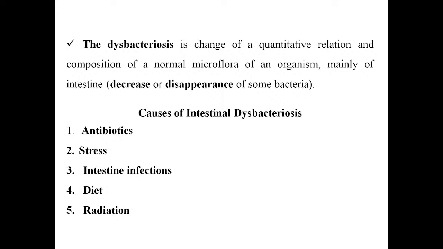Why does dysbacteriosis occur in human? The first main factor that causes dysbacteriosis is antibiotics. You remember that antibiotics are used for treatment of bacterial infections. These are chemical substances that kill or inhibit growth of bacteria. And you remember that there are broad spectrum and narrow spectrum antibiotics. Broad spectrum antibiotics kill more than 1-2 species of bacteria. And they kill both pathogenic and normal microflora.